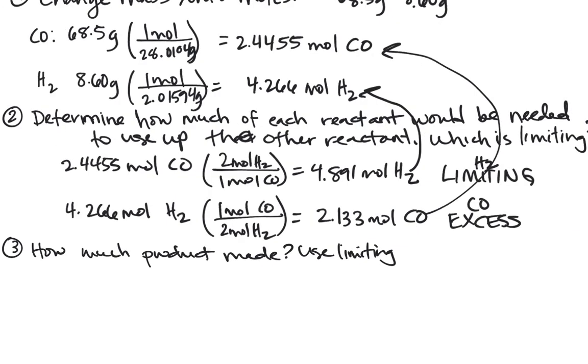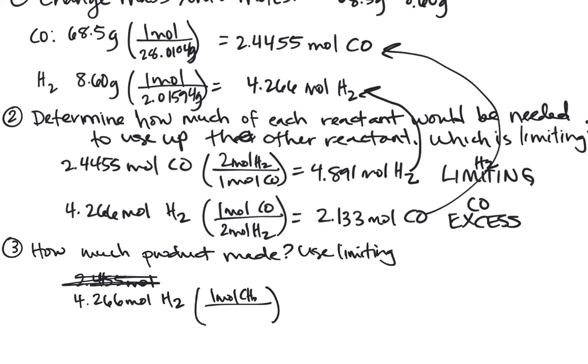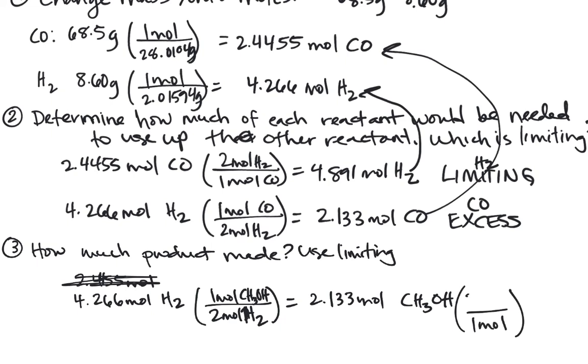The next thing you can do is determine how much product is made by using the limiting reactant. So H2 is limiting, so we're going to use that in our calculations. 4.266 mole of H2. That's our limiter. We only have that many moles. We're going to make 1 mole of CH3OH, and we're going to use up 2 moles of H2. And so we divide that by 2, and we find that we're going to make 2.133 moles of CH3OH. And we can then convert that into a mass using the molar mass. And we say for every 1 mole, we have 32.04228 grams. And that's going to give us a theoretical yield of 68.346 grams of CH3OH.